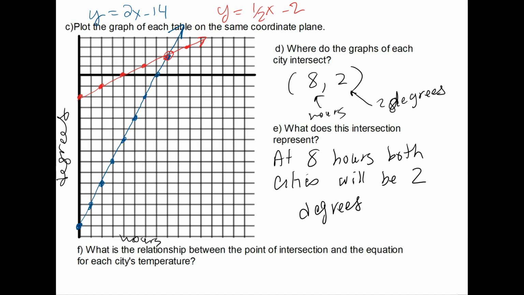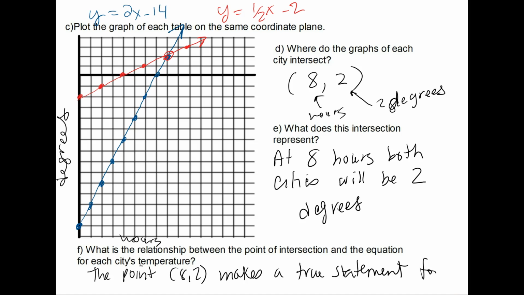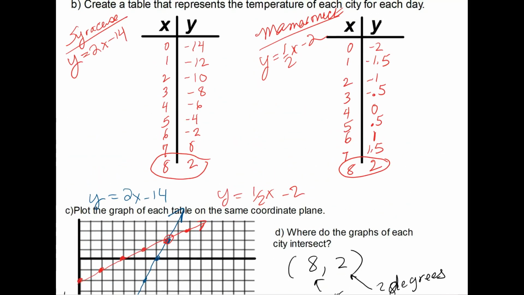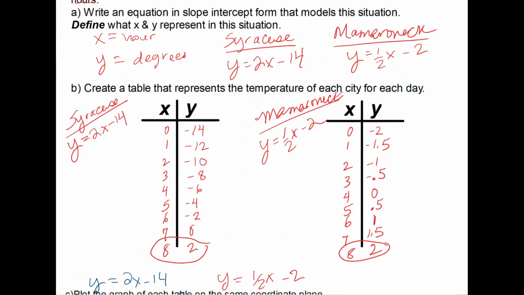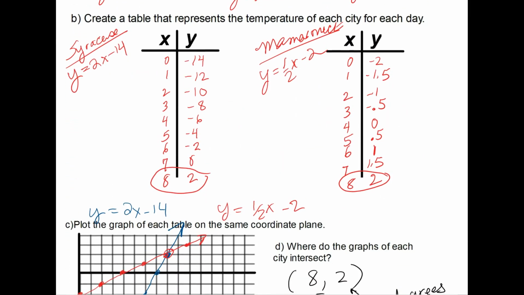What is the relationship between the point of intersection and the equation for each city's temperature? The point (8, 2) makes a true statement for both equations. Y'all know what I'm about to do? Show you. Because some people are not going to have it, and they're going to be like, but why did I get a 50? I did all this.